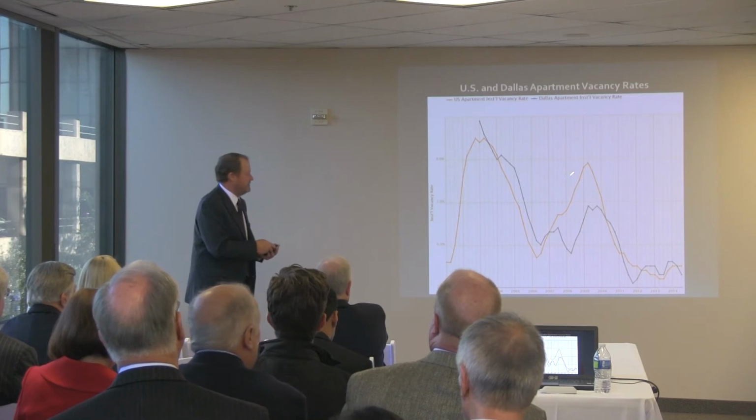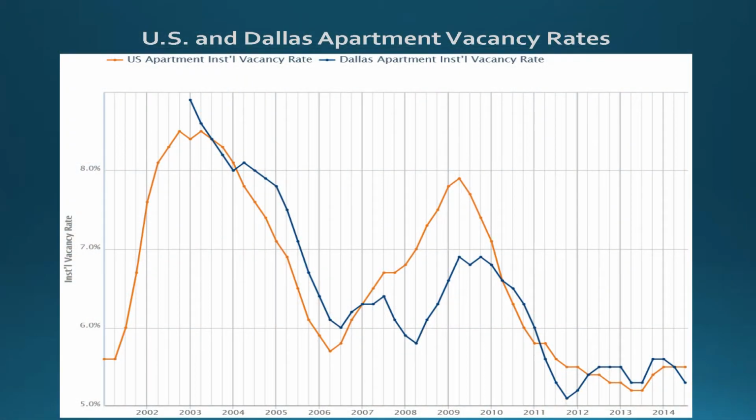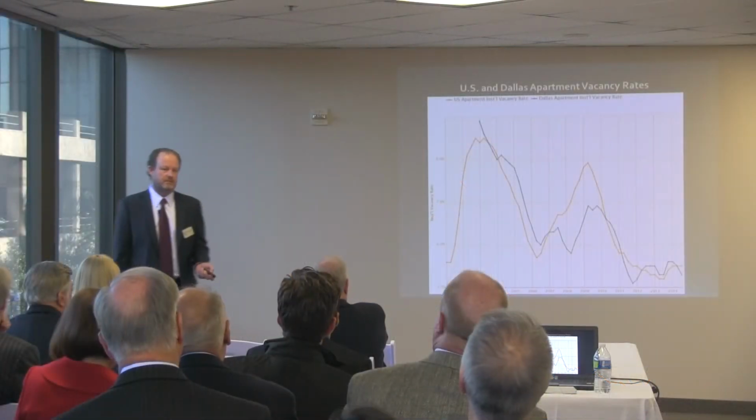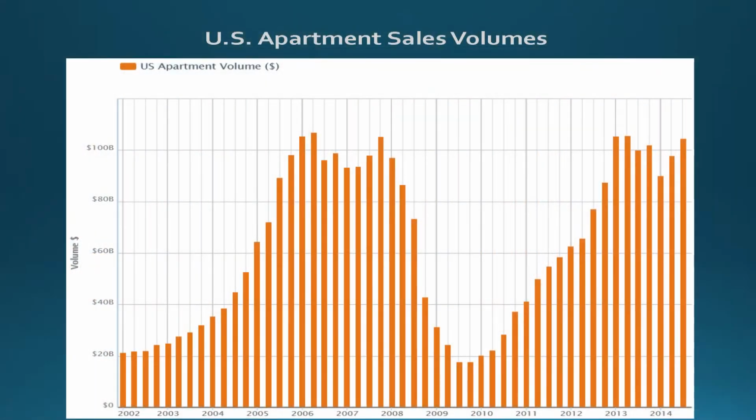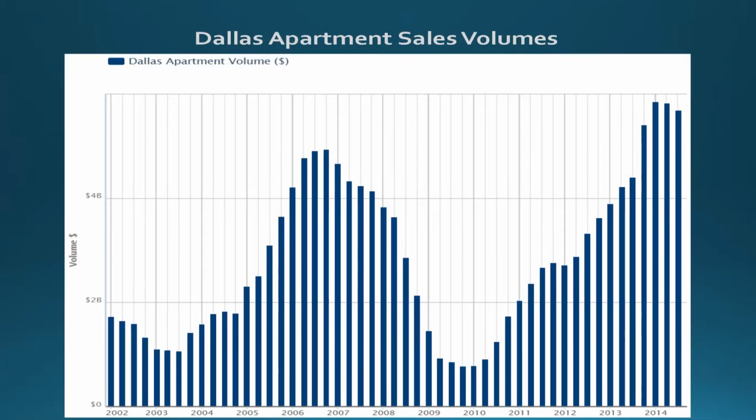So these are apartment vacancy rates nationwide, which is orange, and Dallas, which is blue. Vacancy rates are approaching 5%. So they're approaching historic lows. We're seeing a lot of sales volumes. In fact, sales volumes are back to where they were in the prior peak. Dallas-Fort Worth over where they were. Lots of transactions in multifamily.